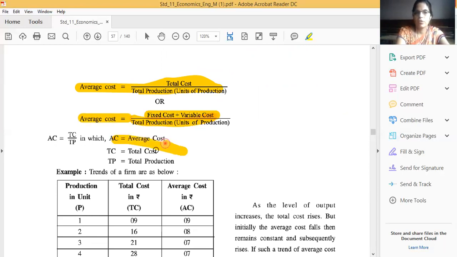If you have any confusion, read more than one time. They are all very easy and it is the shortcut. AC, TC, TP. Okay, so what is AC? AC equals TC divided by TP. Okay.